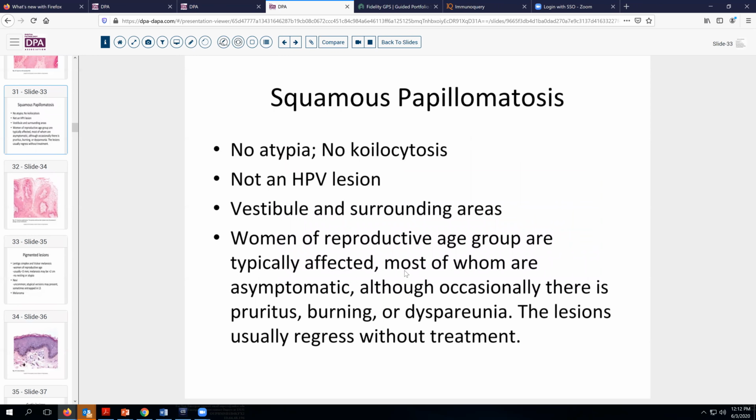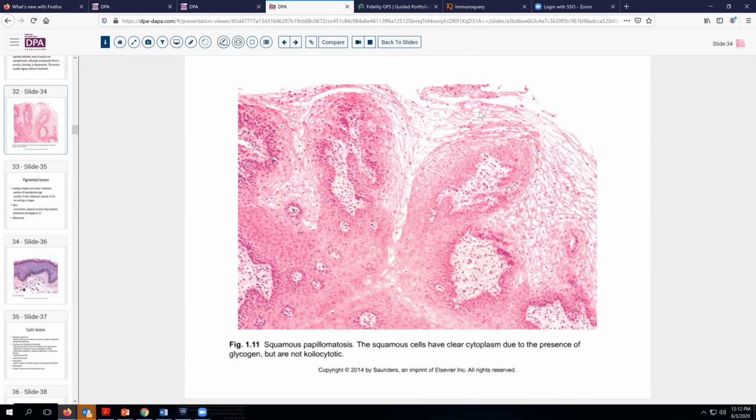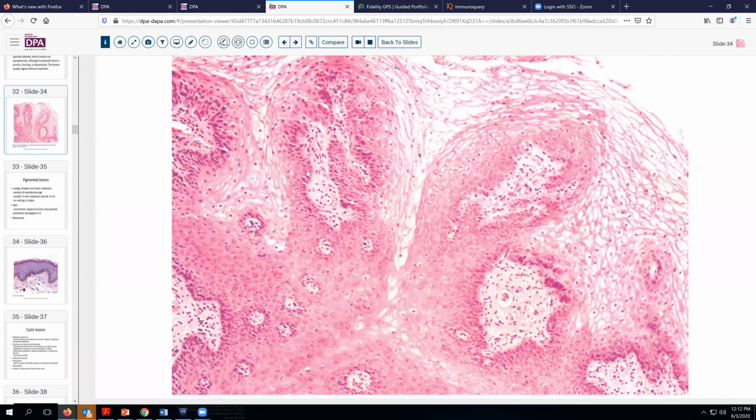Squamous papillomatosis, which is a benign lesion and not related to condyloma. There are no koilocytotic changes with this. This is not an HPV-related lesion in almost all cases. Most commonly, it's in the vestibule area. Whether it's a remnant of the hymenal ring or some other related thing, it is usually present in women of reproductive age. Usually it's asymptomatic, but may be detected on exam and thought to be worrisome. Here's a representative image, and you can see this slight papillomatosis, but no koilocytotic change. We don't see any particular atypia here at all.